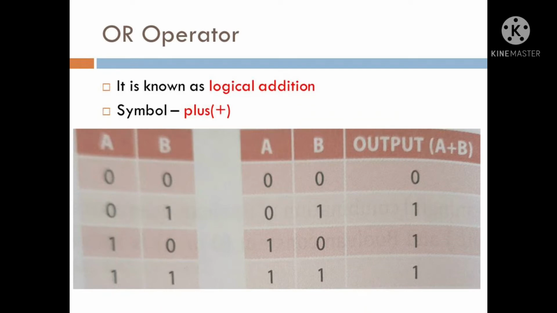We can discuss the OR operator. The OR operator is a binary operator that operates on two variables, and the operation performed by the OR operator is known as logical addition. The symbol used for logical addition is the plus operator. You can see two tables like the AND operator. The first table shows inputs and the second table shows inputs and outputs.